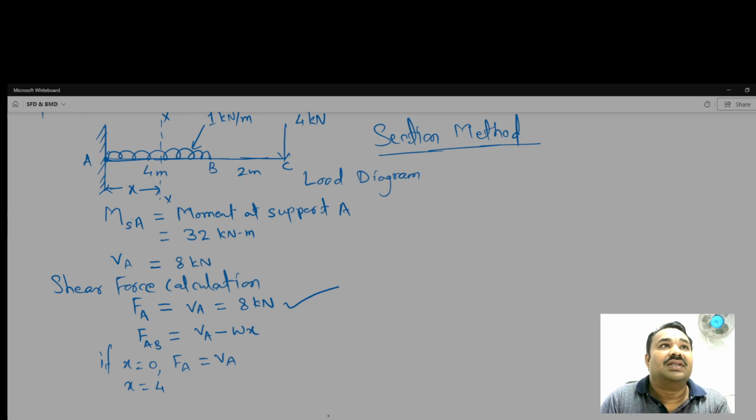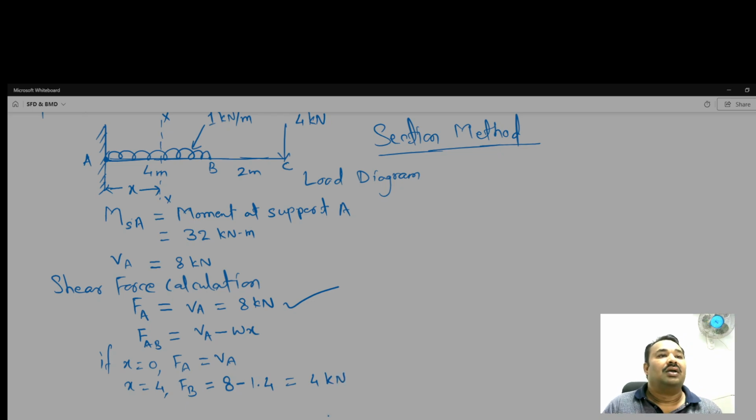So you can see what is the length of the UDL load, where the UDL load is acting, that is the 4 meter. That's why either we can take X is equal to 0 or X is equal to the full length is equal to 4. So means we're talking about now FB, and it becomes now 8 minus W is equal to 1, so 1 times 4 means 4 kilonewton.